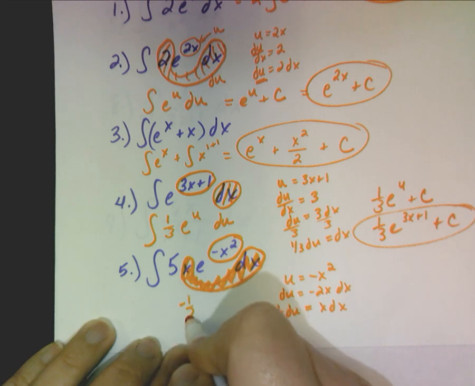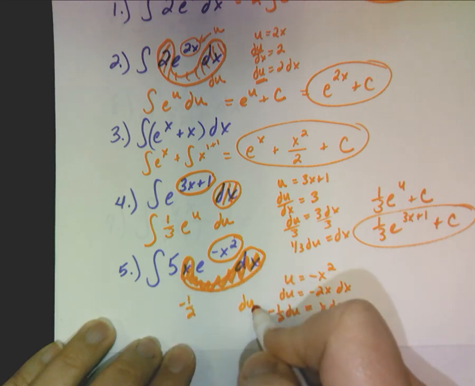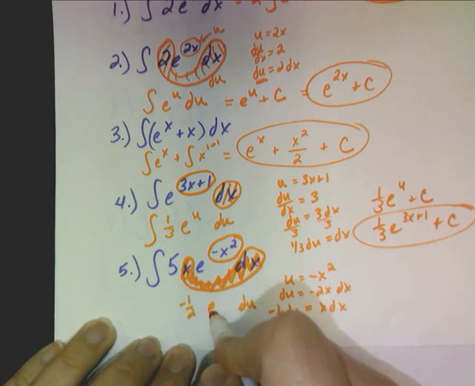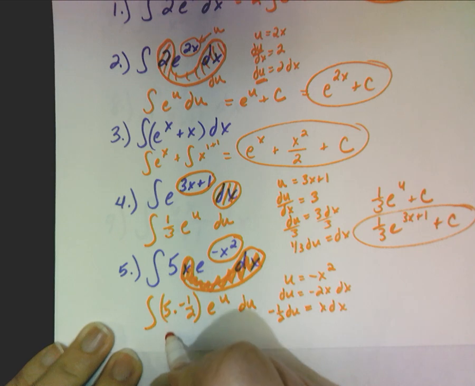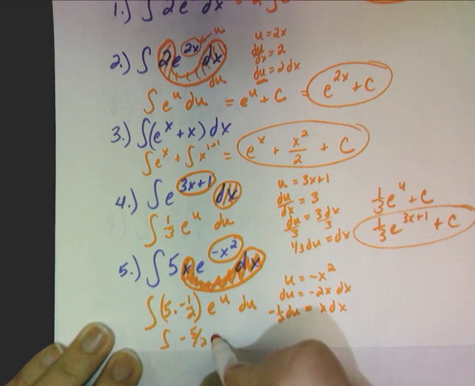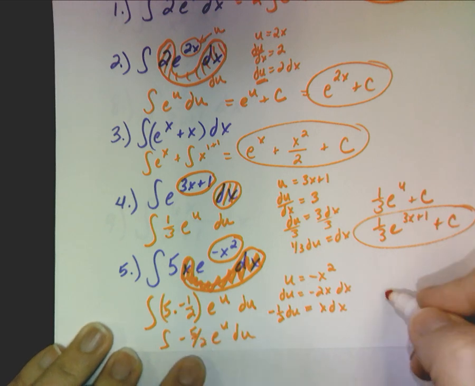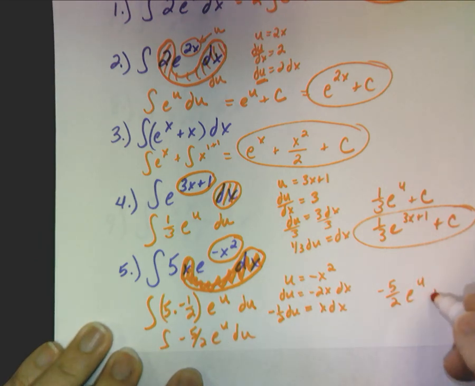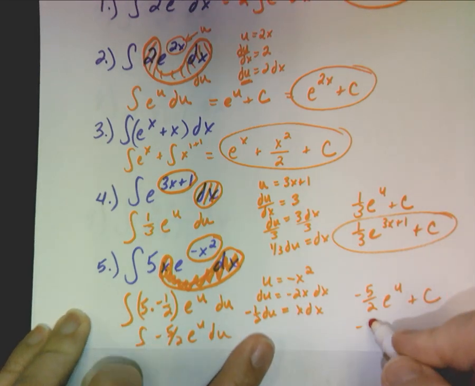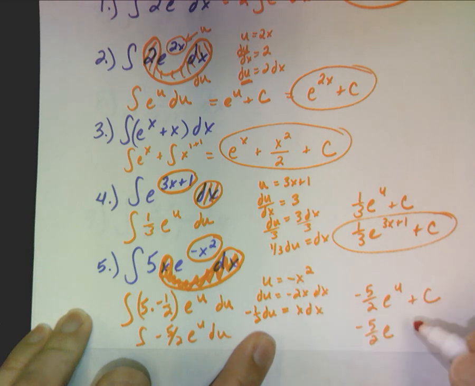So negative 1/2, leave a space, du, e to the u, and then this 5 gets multiplied there. So that's really the integral of negative 5/2 e to the u du. Again, you can take that negative 5/2 on the outside, and you can just take the integral of e to the u and put plus c. So negative 5/2 e to the negative x squared plus c.